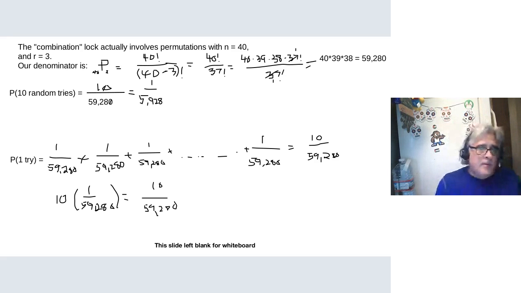So by doing it 10 times, then assuming you're able to keep track of them, you only got to do this 5,928 times to be sure you got it. Okay.